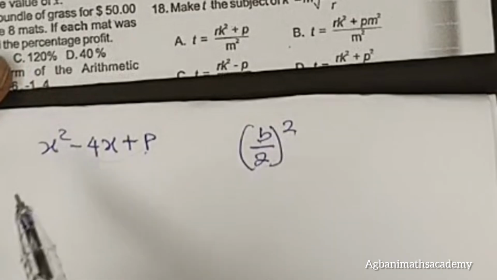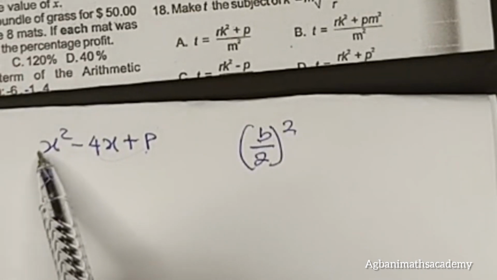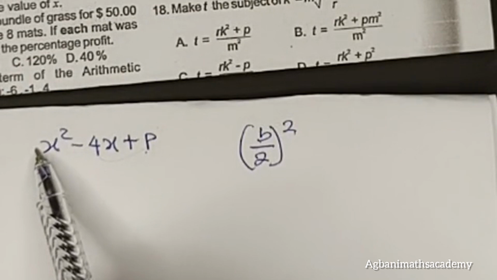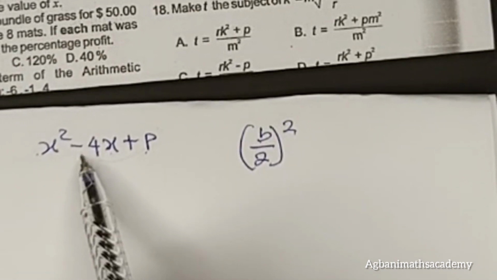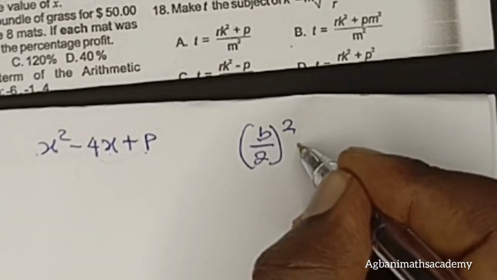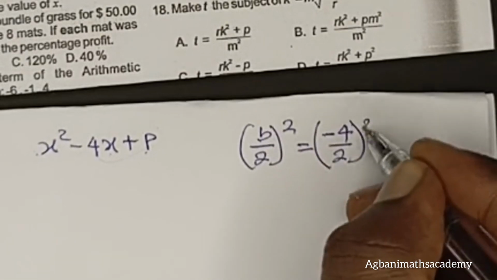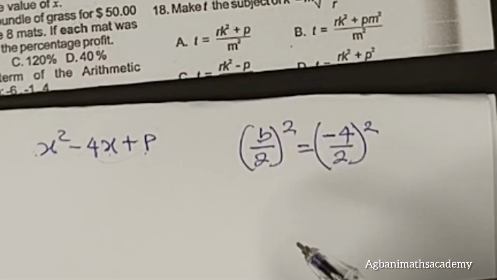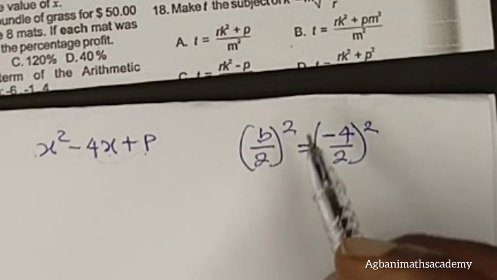So what is our b? In a quadratic equation or expression, a is the coefficient of x squared, and b is the coefficient of x. So b here is minus 4. So we have minus 4 all over 2, squared.